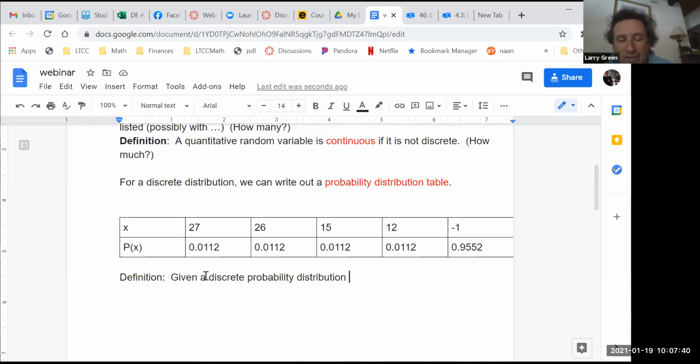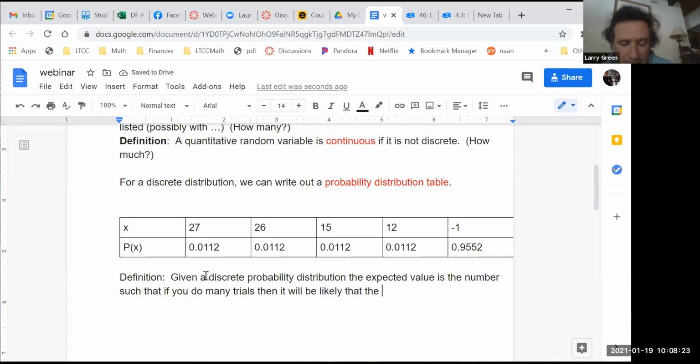So given a discrete probability distribution, the expected value is the number such that if you conduct, or actually do many trials, kind of like buying many lottery tickets or playing this game many times, however it might be, then it will likely be that the average outcome will be close to the expected value.